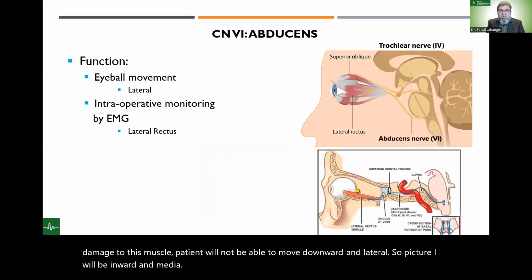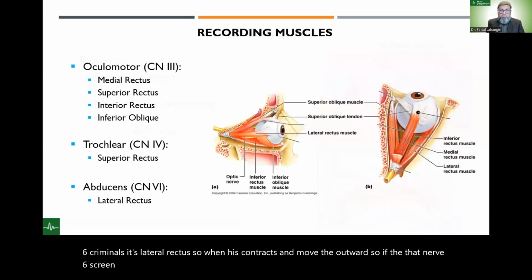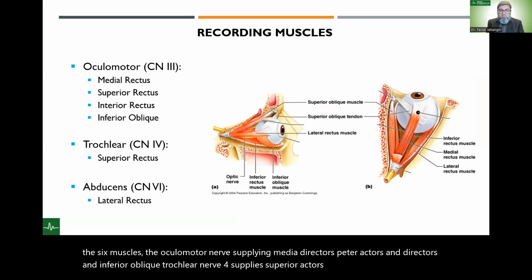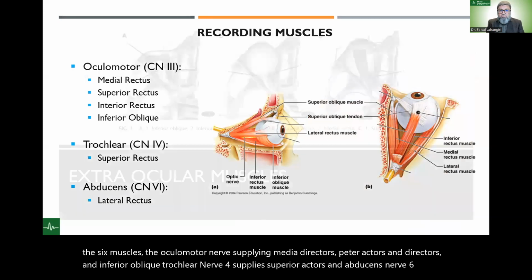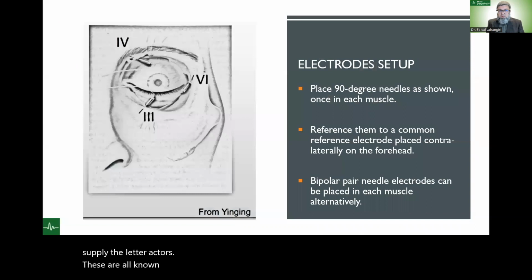The 6th cranial nerve supplies the lateral rectus, so when it contracts, it moves the eye outward. If the 6th cranial nerve is damaged, then the eye will be deviated inward on that side. So these are the muscles: the oculomotor nerve supplies medial rectus, superior rectus, inferior rectus, and inferior oblique. Trochlear nerve 4 supplies superior oblique, and abducens nerve 6 supplies the lateral rectus. These are all known as extraocular muscles.